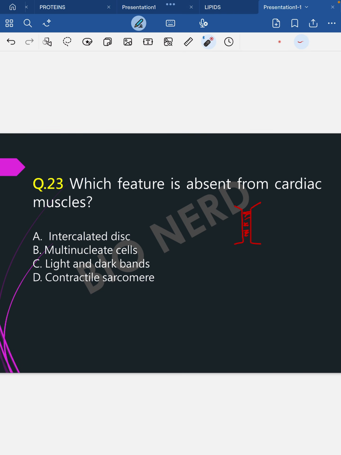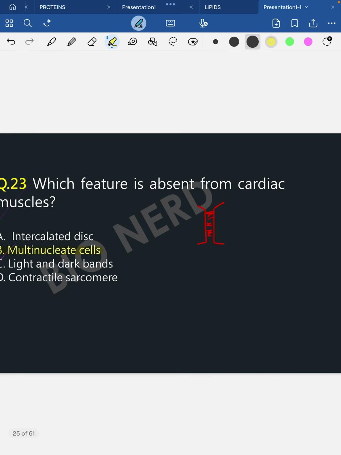Multinucleate cell, it is the right option because cardiac muscle cells are uninucleated. Okay, light and dark bands obviously present because we know that cardiac muscles are striated muscles, so striations are due to light and dark bands. Contractile sarcomere, obviously sarcomere appears due to the arrangement of light and dark bands, so sarcomere is also the characteristic of cardiac muscle. So which feature is absent? So the multinucleated cell, because they are uninucleated.